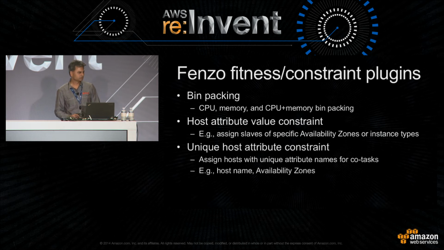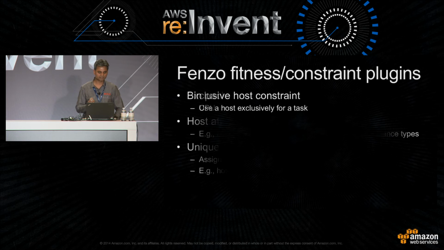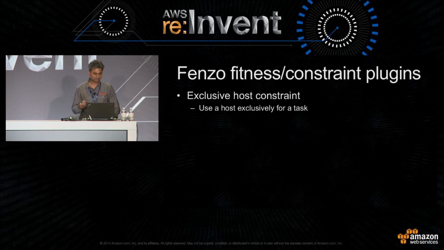And then there's also a unique host attribute constraint, where you're not looking for a specific value for the host attribute, a zone name, for example, but you're saying, I have 3 tasks, and I want to make sure they each land on a unique value for the zone attribute. And similarly, if you want to run 10 tasks, each of which you want to make sure is on a different host, same thing, you put in a unique host attribute, and it readily gives you that. Another one is exclusive. Sometimes you want to run a task on an instance and have no other task running there.